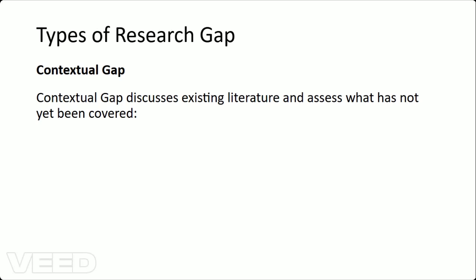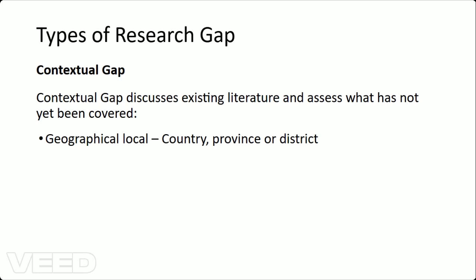So under contextual gap, we can have geographical location. Please, we have to correct that. It's not geographical local. It's supposed to be geographical location. It may relate to a study being done in a different location. For example, a country, maybe a study on effects of garbage collection in Australia was done, and you want to do it in Zambia. Of course, there is a research gap there because it might pose different results due to differences in geographical location.